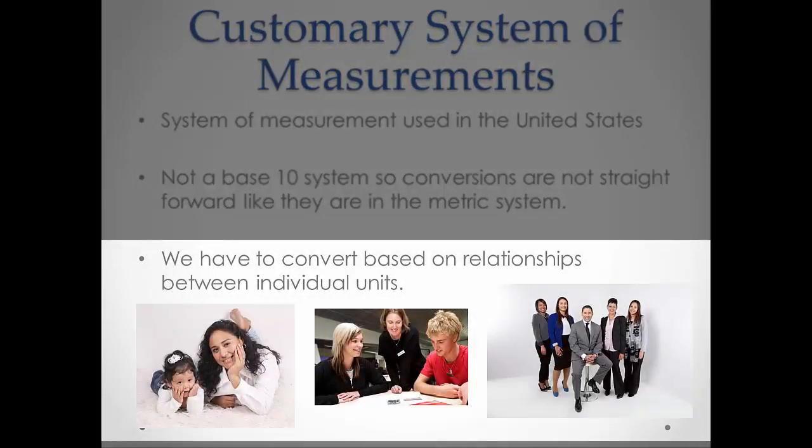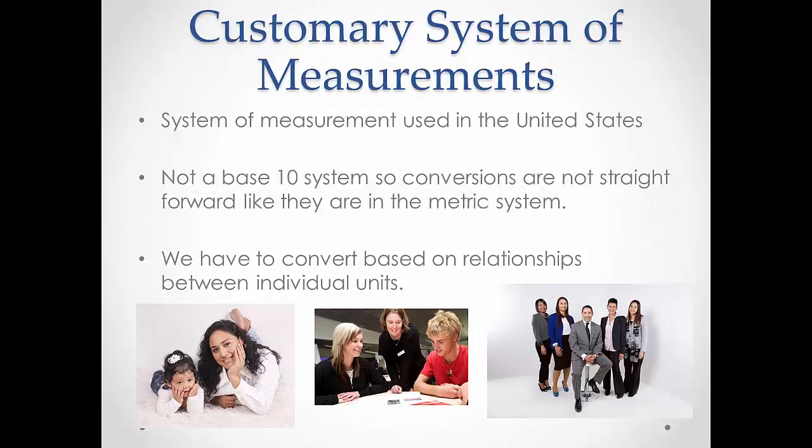To do our conversions, we're going to have to convert based on relationships between individual units of numbers or measurements. We can relate this to different relationships we have in real life. As you can see, there might be a relationship between a mother and a daughter, or between a teacher and her students, or maybe between a boss and his employees. All of these show different types of relationships. In the same way, we can think about numbers as having relationships as well. There's something that binds two different sets of numbers together. And when we do customary conversions, we're going to look at those relationships, or how the numbers relate one to another, to make our conversions.